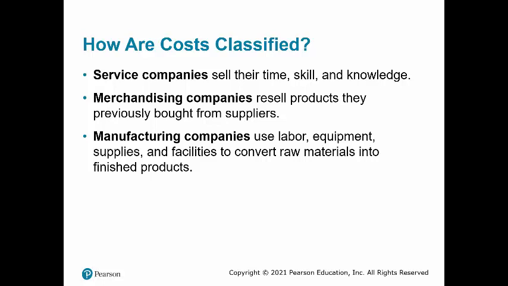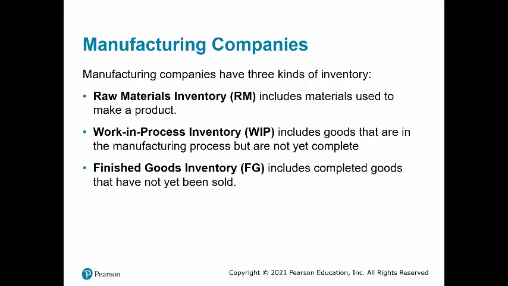A manufacturing company is going to actually produce the goods by converting raw materials into a finished product. They're going to use their labor, equipment, supplies, and manufacturing facilities to convert raw materials into finished products. So manufacturing companies are now going to have three different kinds of inventory.